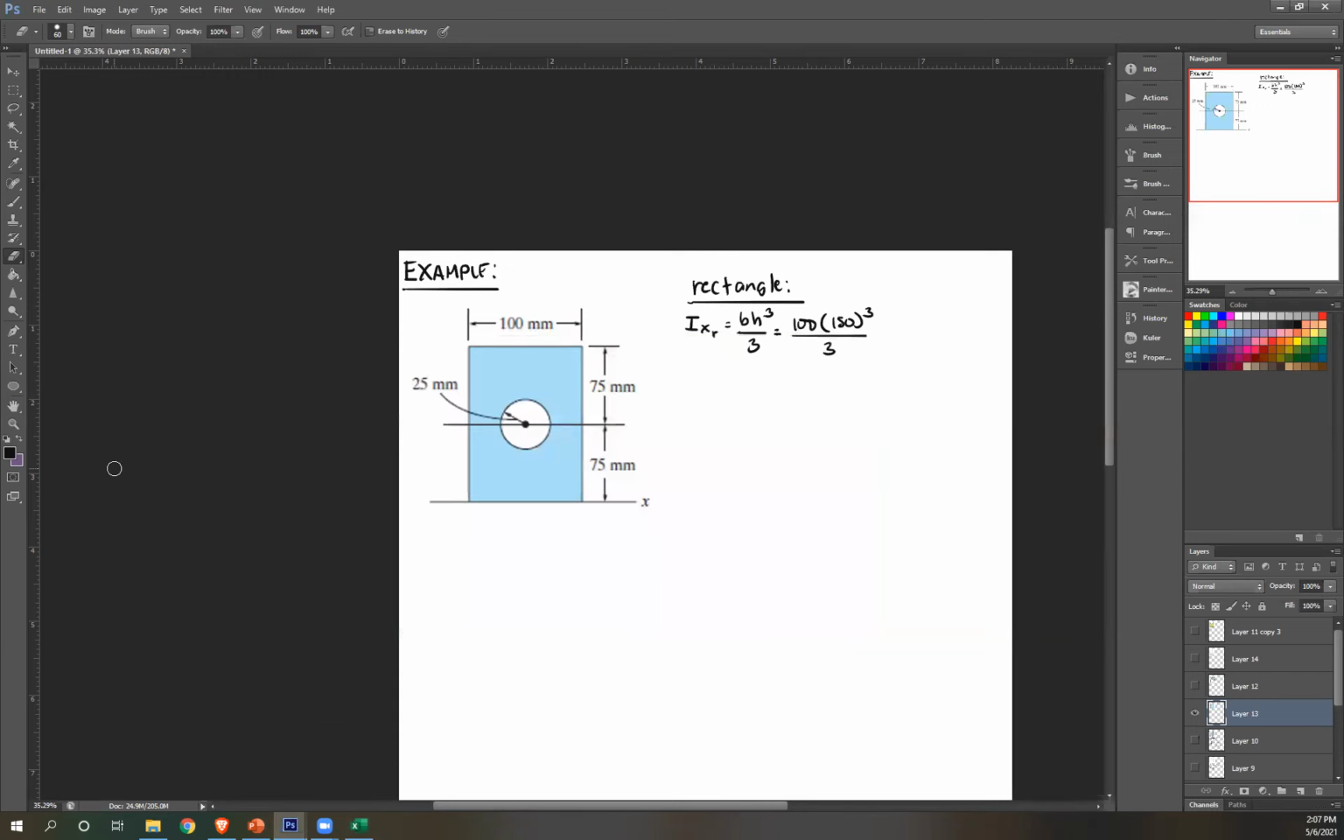100 times 150 cubed over 3. So it's 11.25, we can rewrite it this way, times 10 raised to 7. Okay. So store that in your calculator so that it's easier to retrieve. Okay, next, let's solve for your circle.